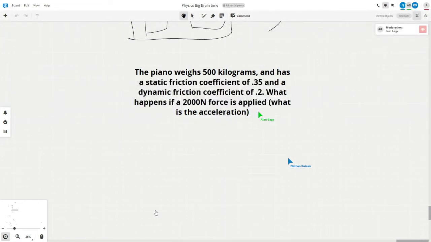You have a piano that weighs 500 kilograms, and there's a static friction coefficient of 0.35 and a dynamic friction coefficient of 0.2. And there's a 2000 Newton force applied in just some direction. We'll just say it's to the right. So how would you approach this problem?